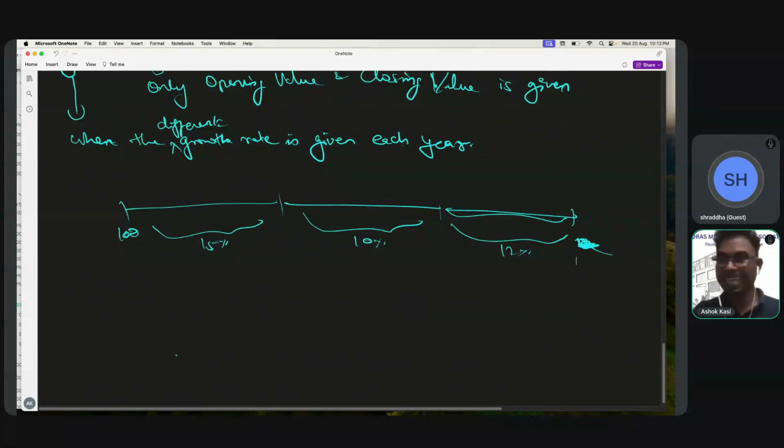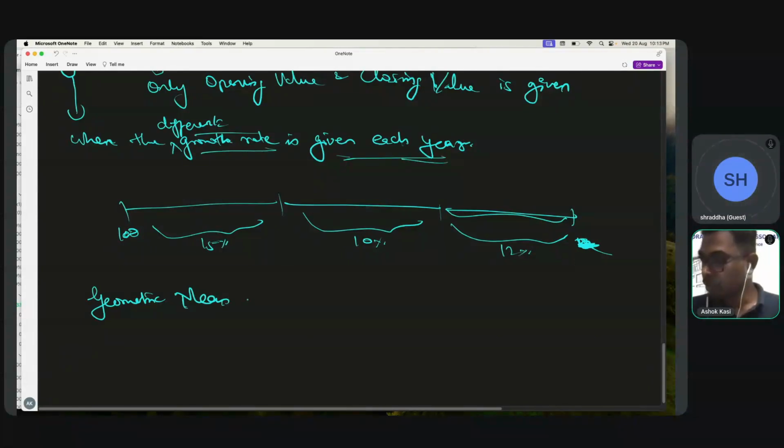I want only the rate now. My focus is not on the future value. My focus is on the growth rate. So this time I will use the geometric mean. So when should I use geometric mean? When multiple growth rates are given and I want to convert them into only one.